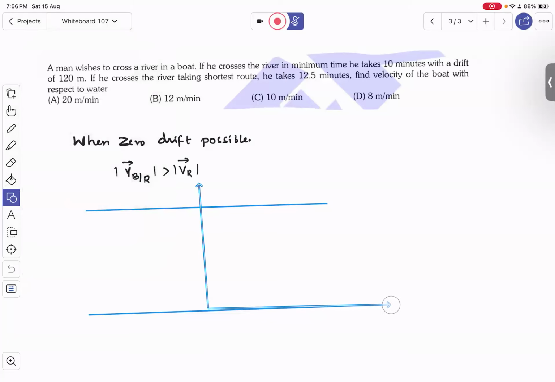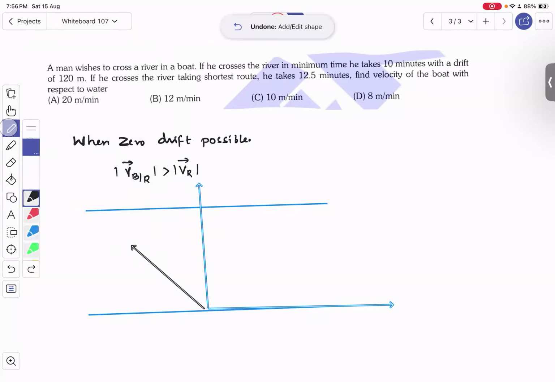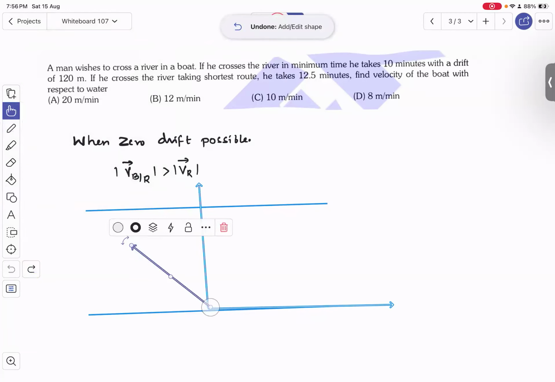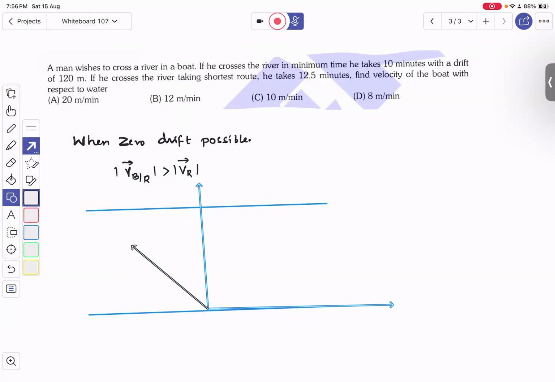If not, if you've not seen the old recorded session, you have to go back and see these two again. So in that case, the speed of the boat with respect to the river will be kept like that, speed of the river like this. And the resultant of these two will tell us what velocity he will be having as seen by someone looking at the boat from the ground frame.